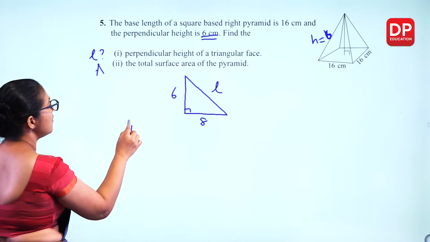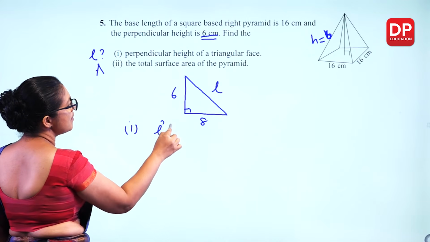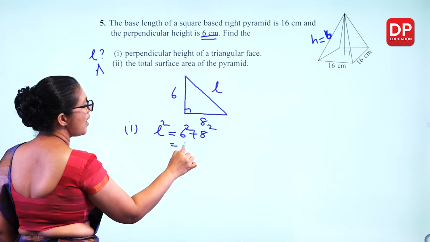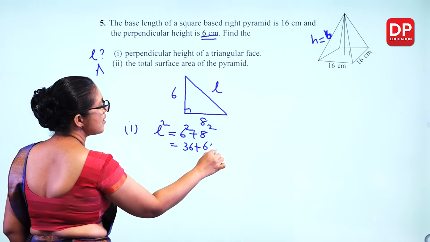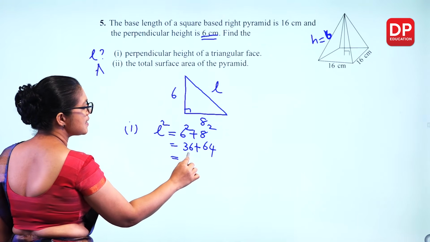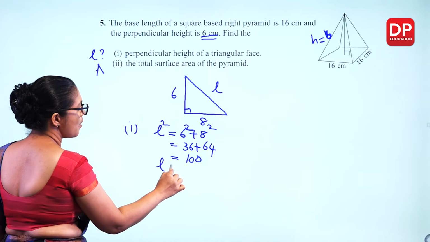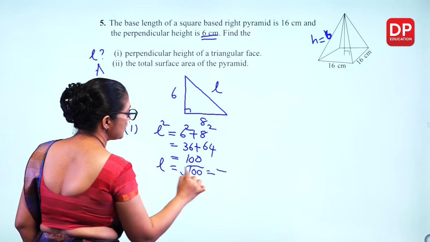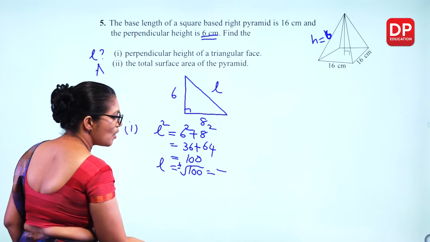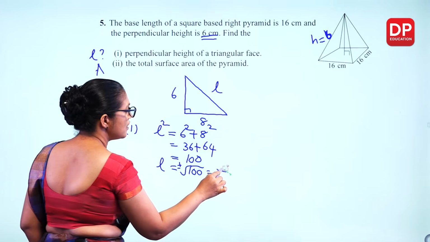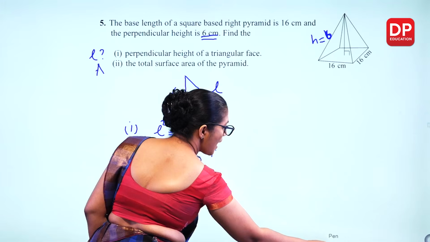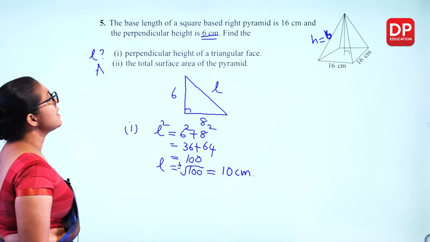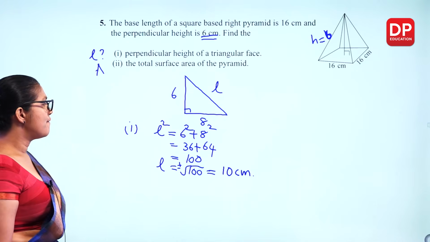So here use Pythagoras theorem. L squared is 6 squared plus 8 squared. 6 squared is 36. 8 squared is 64. 36 plus 64 you get 100. Square root of 100 you get 10. This is plus or minus, but we take only the positive value. So you get plus 10. That's the perpendicular height of a triangular face.